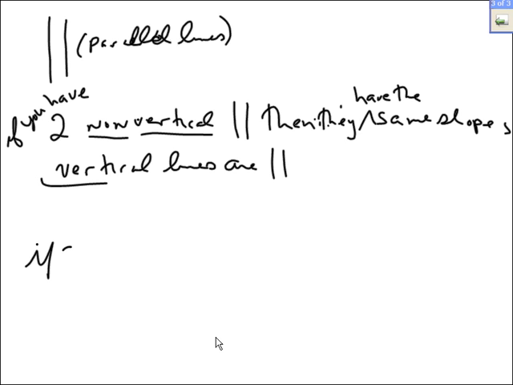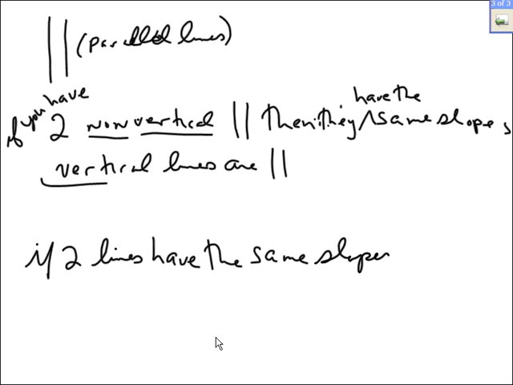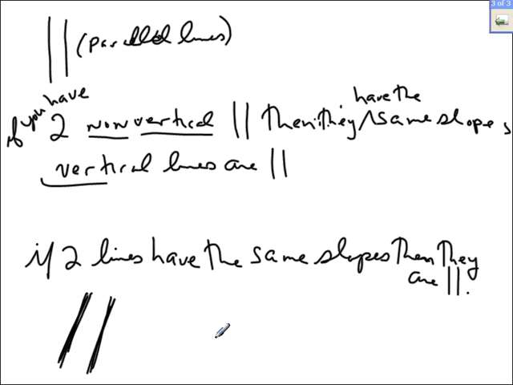Now, I can say it in reverse. If two lines have the same slopes, then they are parallel lines. They go both ways. If these two lines have the same slope, then they're parallel. If these two lines are parallel, then they have the same slopes.